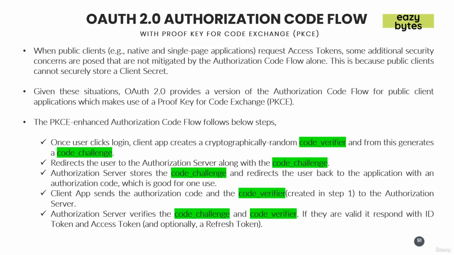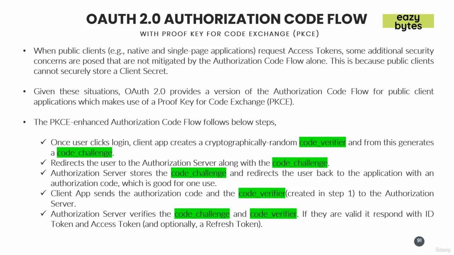Once my code challenge is passed to the authorization server and my user enters his credentials, if the credentials are correct, my authorization server stores the code challenge shared by my client application and redirects the user along with the authorization code. Once my client app receives the authorization code, this time when it tries to get an access token from the KeyCloak server or any auth server, along with the authorization code, it will also pass the code verifier that it initially generated in step 1.